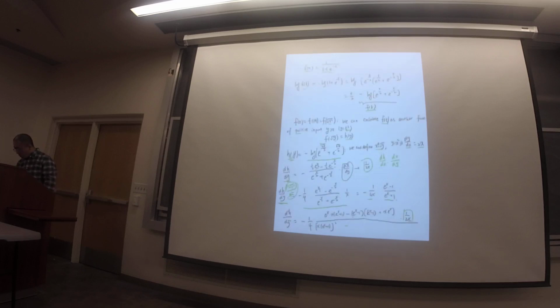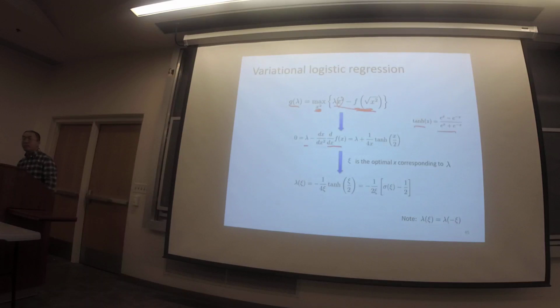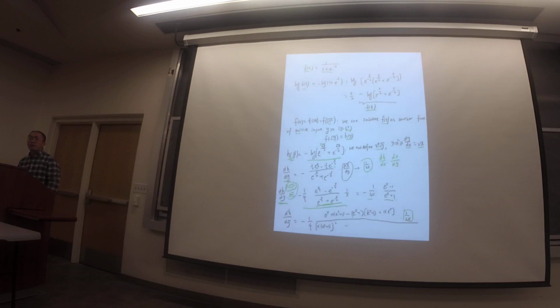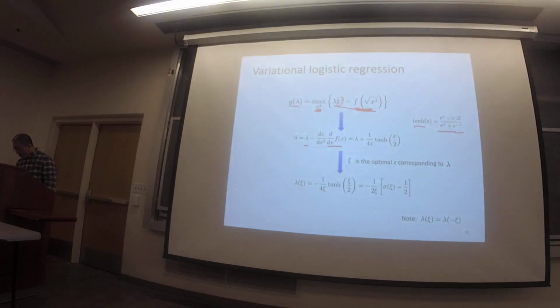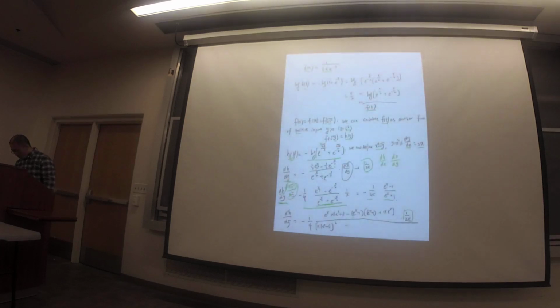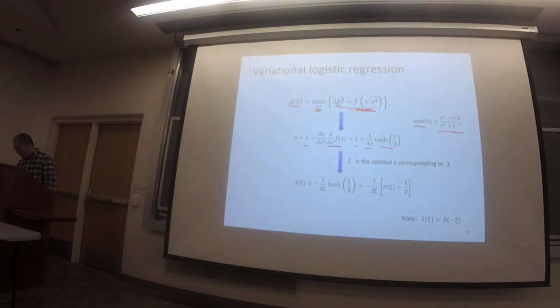Here we use one observation: the tanh function is e to the power of x subtracted by e to the minus x, divided by the summation. You can see here it is tanh, and the input is just half of x. That's why, when we solve this, we can write it as lambda plus 1 over 4x tanh of half x. The 4x is here, 1 over 4, 1 over x is here, and this is tanh of x. If you put them together, you have this.